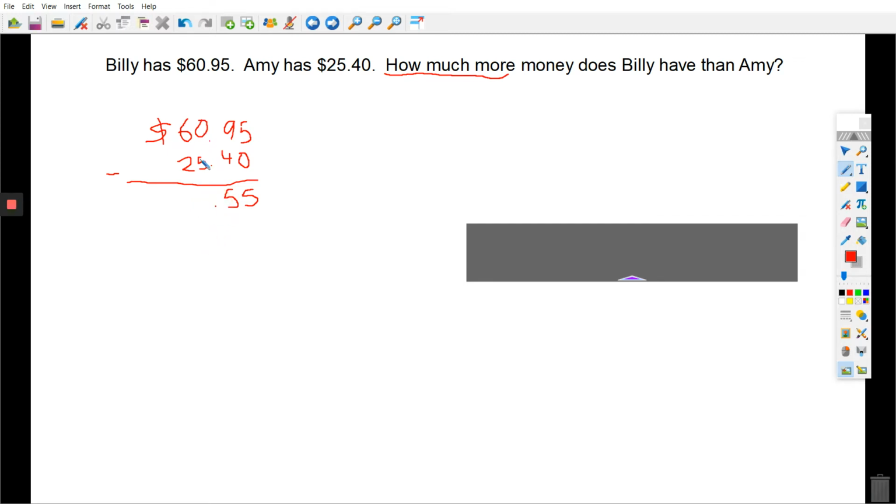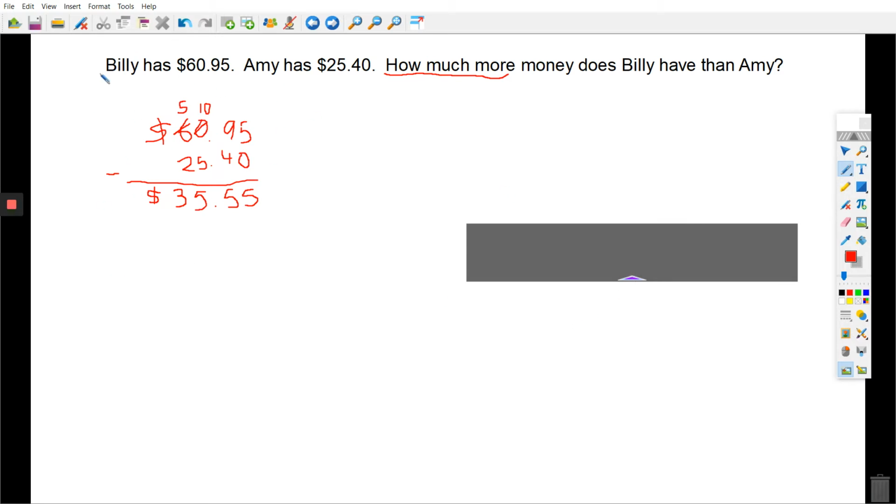0 minus 5. So 0 is less than 5. So that means that I need to borrow, because right now I cannot subtract like that. So the 6 becomes a 5 and the 0 becomes a 10. 10 minus 5 equals 5. And 5 minus 2 equals 3. And never forget that when we're talking about money, you have to write the dollar sign always. So that means that Billy has $35.55 more than Amy.